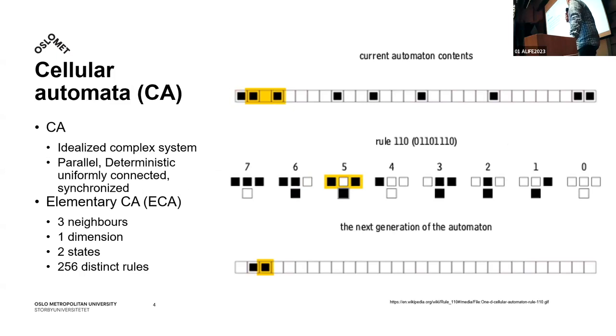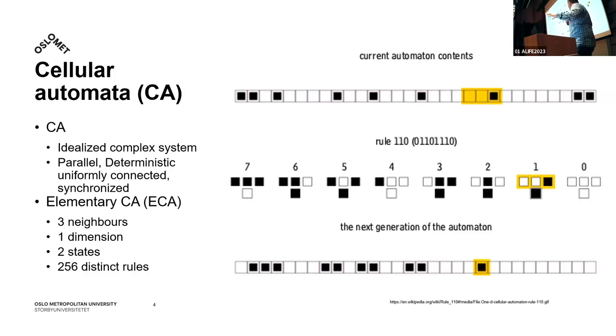So let's go a little bit into the background and make sure that we're all on the same page. Luckily, a lot of people have talked about cellular automata already, so I'll just refresh your memory. It's this idealized complex system. It's parallel, it's deterministic, it's uniformly connected, it's synchronous. And there's this special case called elementary cellular automata, where you have specifically three neighbors, one spatial dimension, two states, black or white, or many other names.